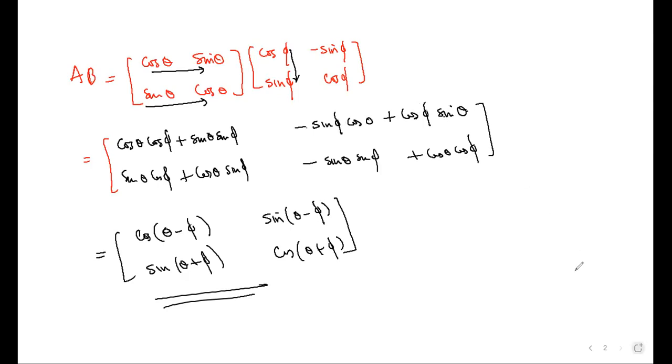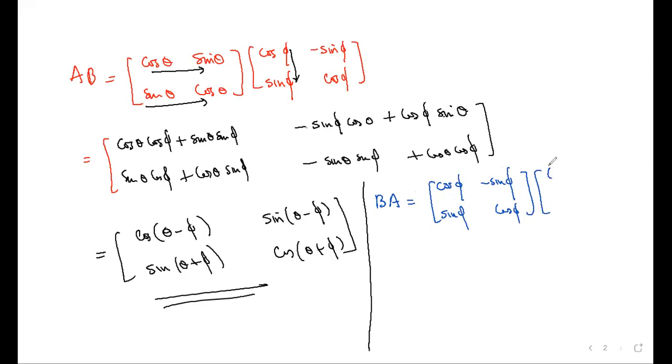Then what did they ask you to calculate further? Anything more they have to calculate? Only the BA. Now calculate BA and see. What will be BA? I'll put some other color. I've got to write B first now: cos phi, minus sin phi, then sin phi, cos phi, to be multiplied with cos theta, sin theta, minus sin theta, cos theta.